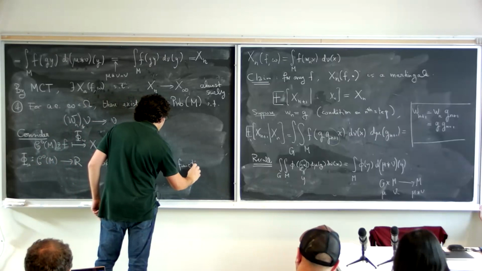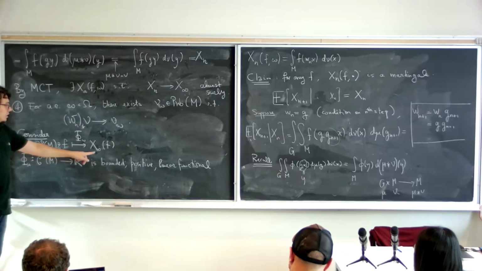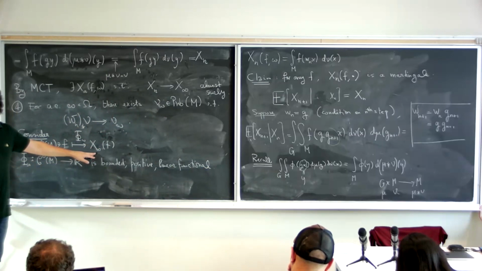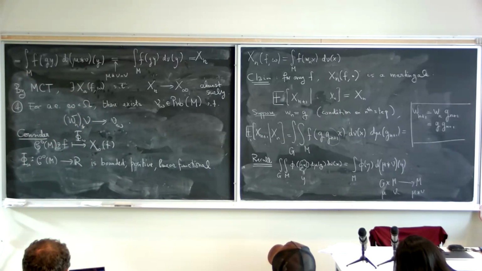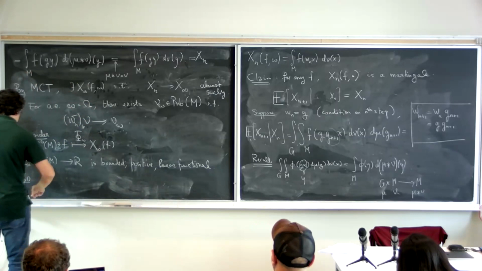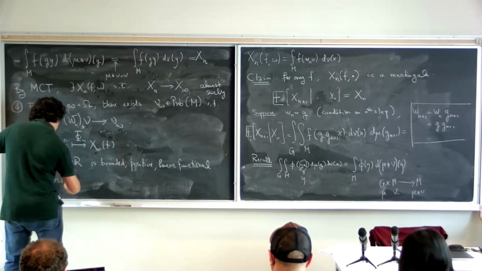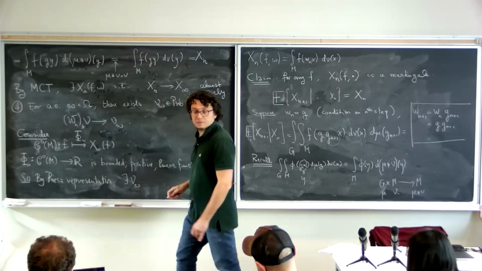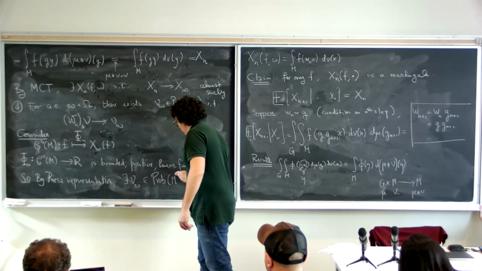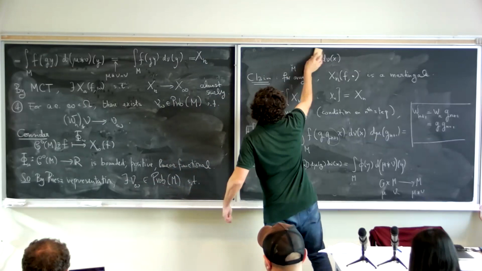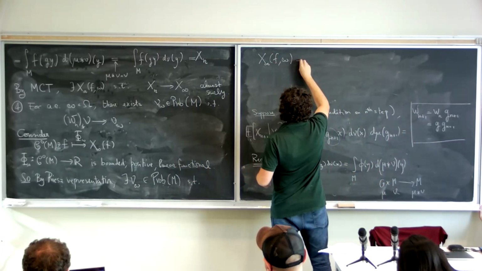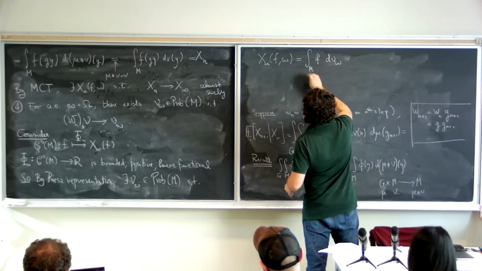Linear in f, right? So if you take f plus g, X infinity of f plus g is X infinity of f plus X infinity of g. And positive: if f is positive, X infinity of f is positive. It's obvious because you're taking limits, and all these integrals are positive. So the upshot is, by Riesz's representation theorem, there exists a measure nu, which depends on omega, which is again a probability measure on M, such that X infinity of f, omega is the integral of f d nu omega, for every f.